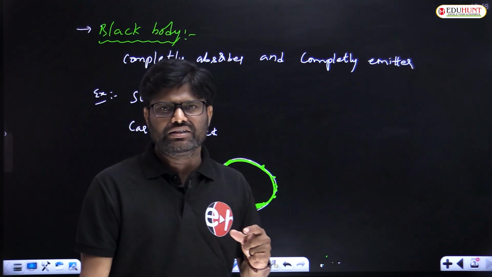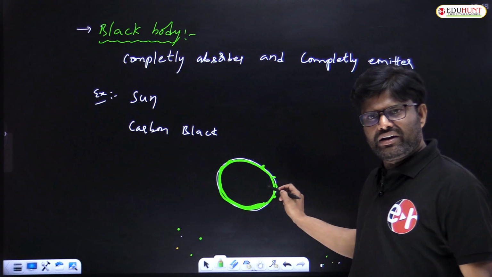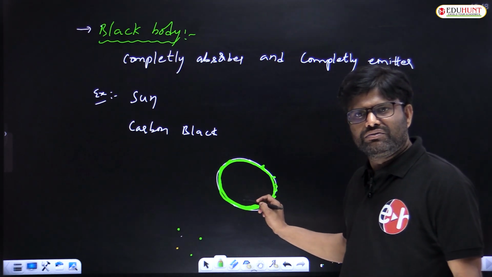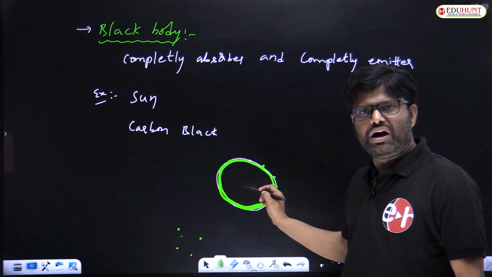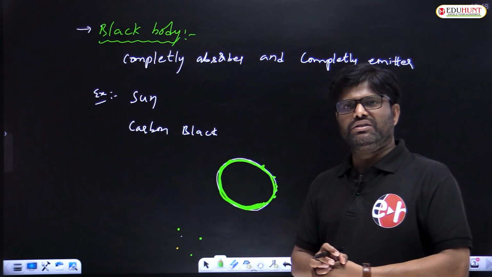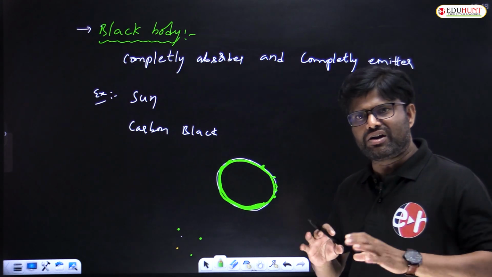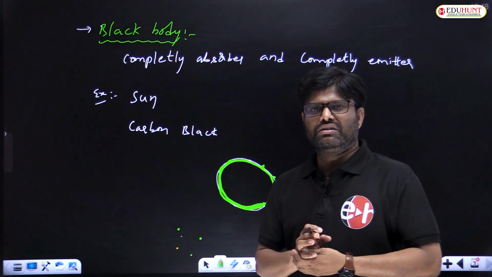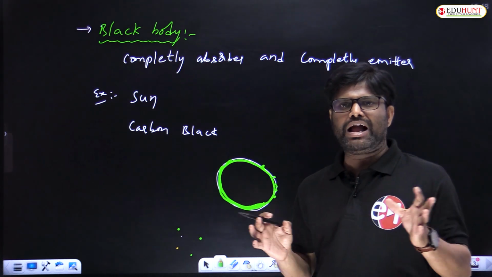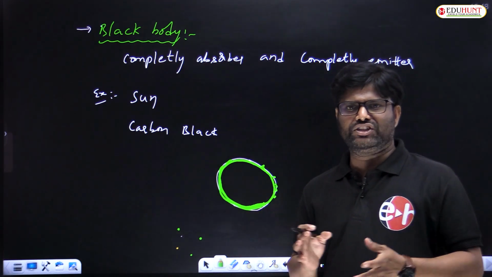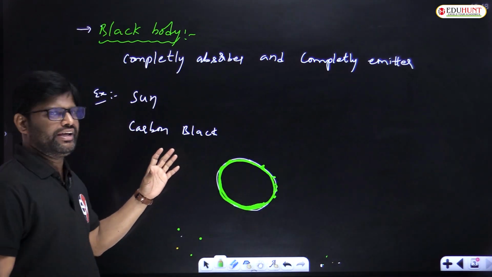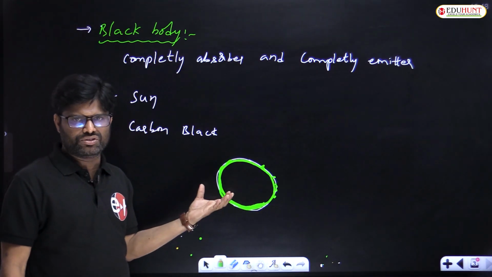So what am I telling? The hollow sphere, inside coated with platinum black, which is having a hole on the wall. This is called an example of a black body. These are not 100% black bodies, they are 99% black bodies. There is no perfect black body in nature. Okay, children? So these are the black body definition and examples.